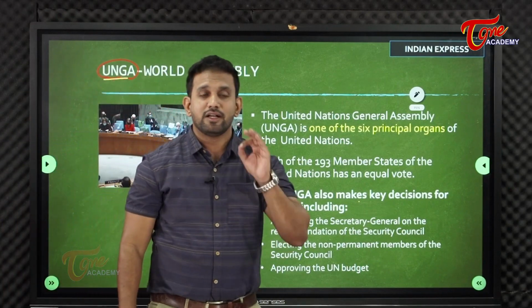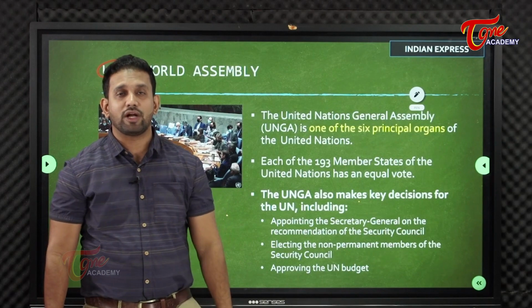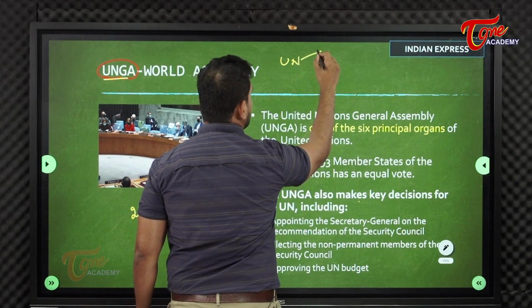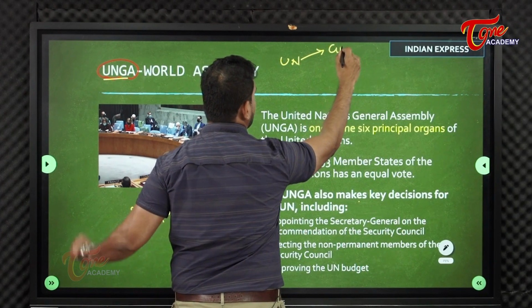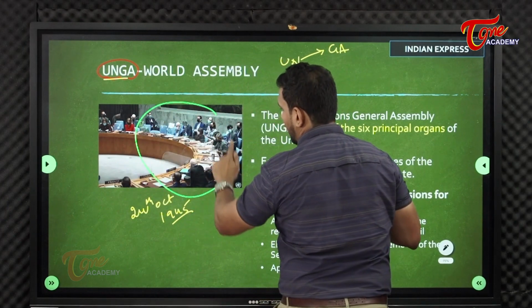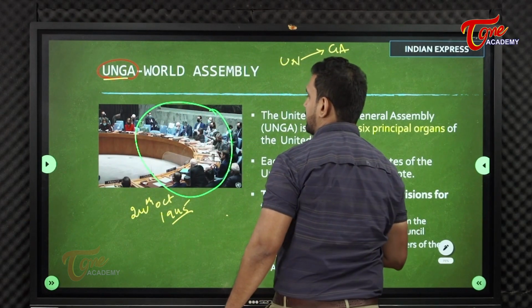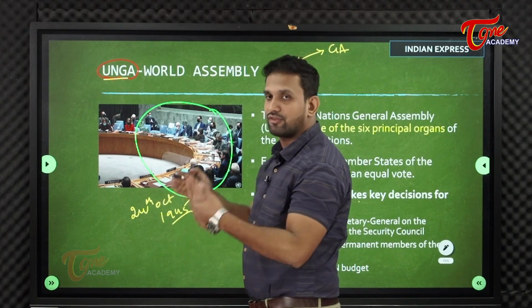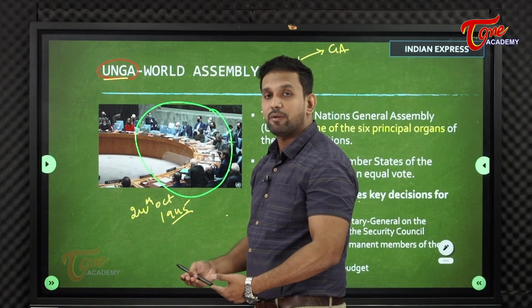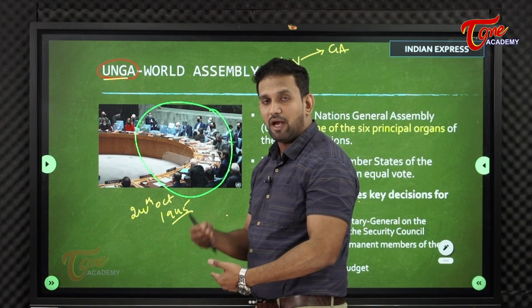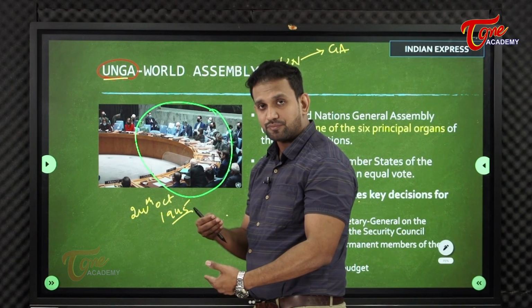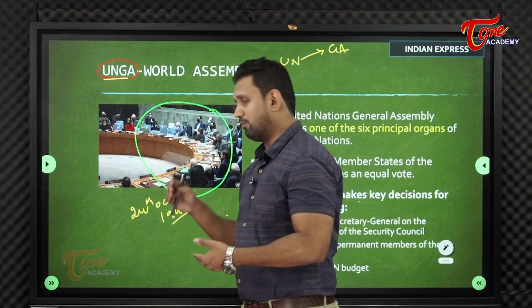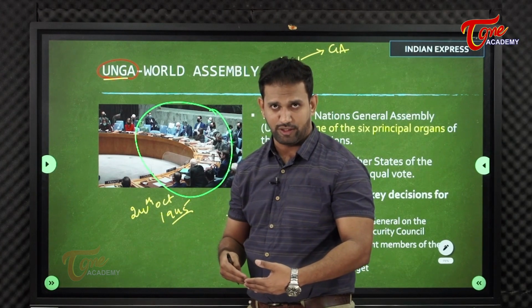It is one of the 6 principal organs of United Nations. Basically, the UNO or United Nations has 6 principal organs. The first one, of course, is the General Assembly. You can see that all the countries are sitting together and they will discuss one particular matter one by one, and just as in our parliament voting will happen, here also the same voting will happen. In our constitution also, to amend or modify it, we have different types of votings, simple majority, special majority, etc. Here also we have different types of majorities.